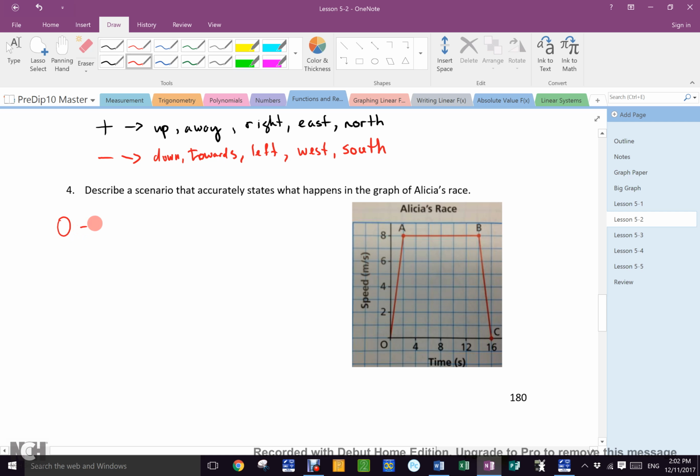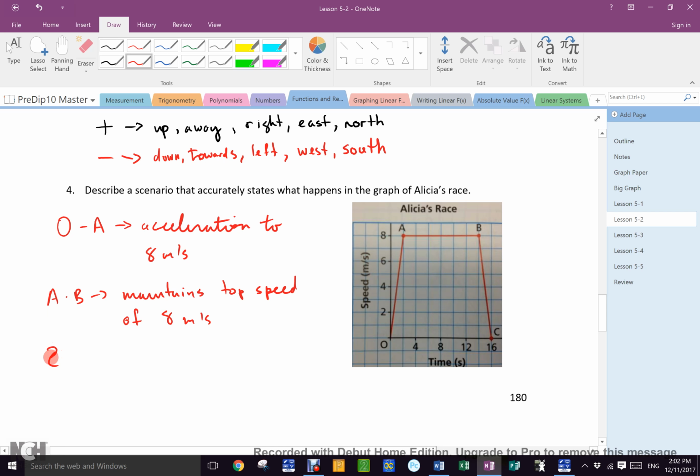So, origin to A is acceleration. Oops, too many L's. Nice handwriting. I have it with 5 L's. No, it's 2 L's. I still have those L's in there. Everybody good?